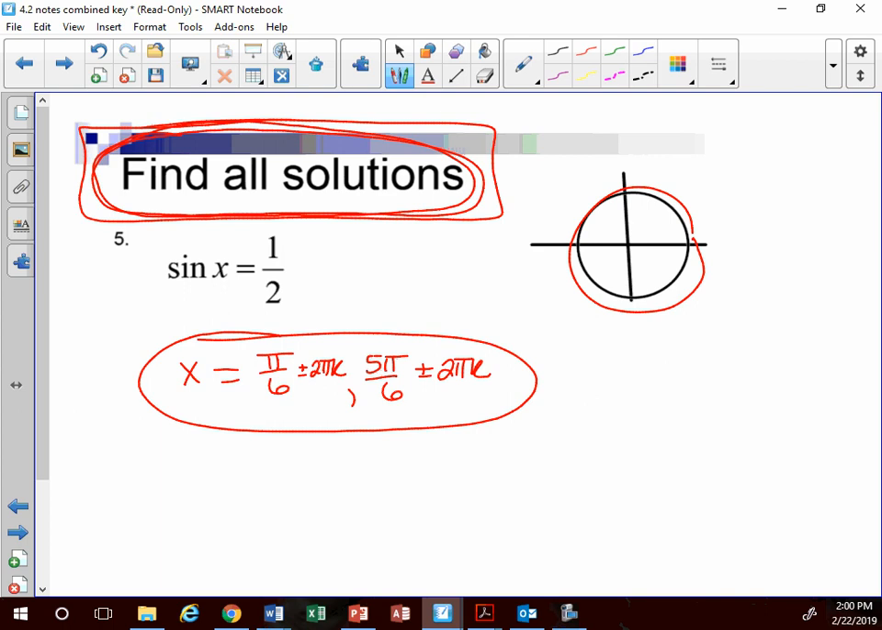Yeah, 2 pi k. My k is a little weird, but k is integers, so it's like 2 pi or 2 pi's or 3 2 pi's, or going backwards by 2 pi's.